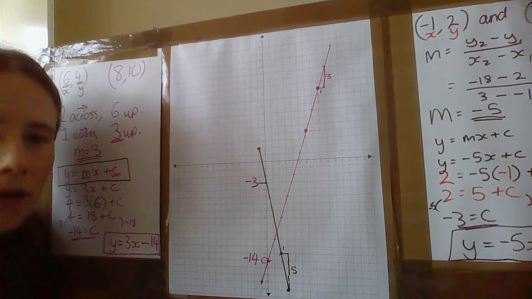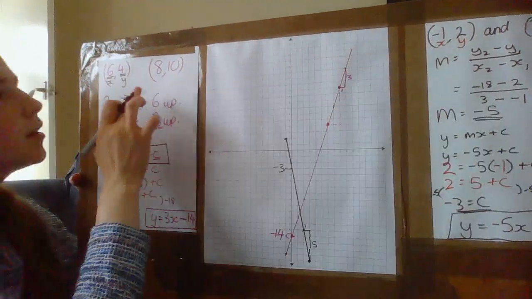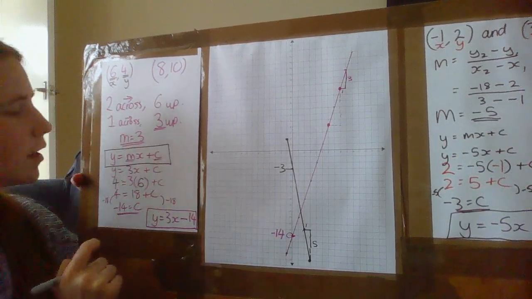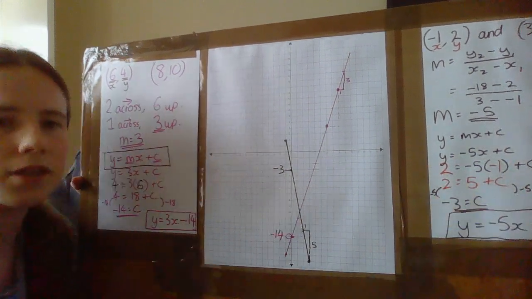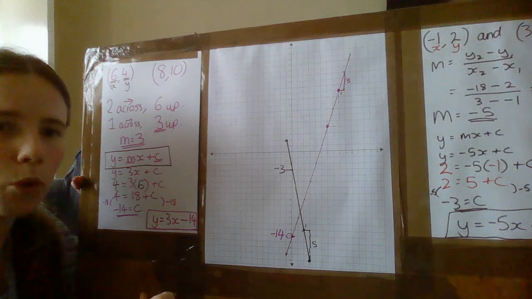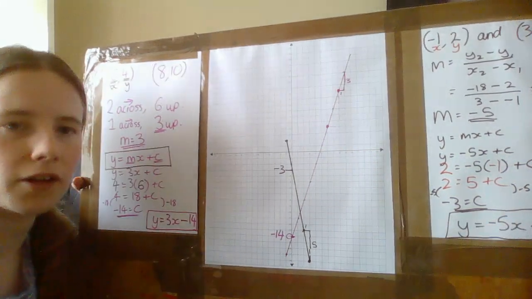Okay, so that's the process that you need to follow. Whichever method you use for finding gradient, first step, once you've got the gradient, you put it into that form of the equation. You're going to need to substitute in an entire coordinate, get your c value, and then put that into the answer at the very end.